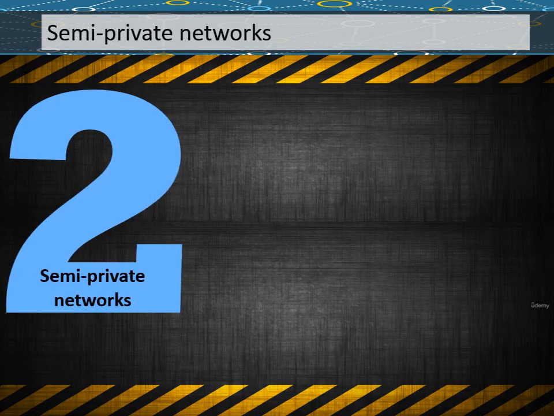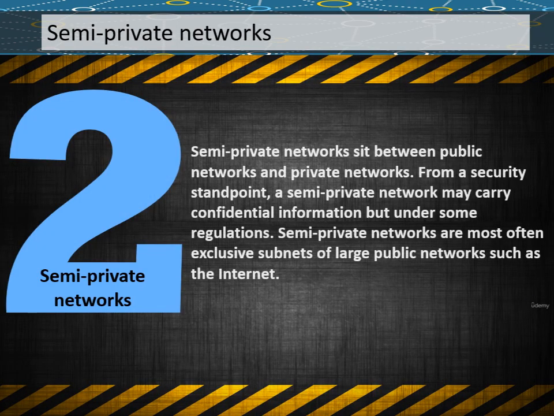Number 2 is semi-private networks. These networks sit between public networks and private networks. From a security standpoint, a semi-private network may carry confidential information, but under some regulations. Semi-private networks are most often exclusive subnets of large public networks, such as the Internet.